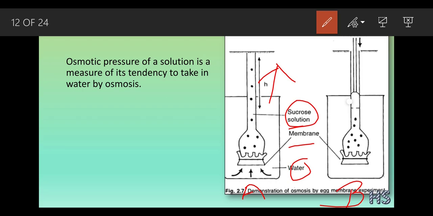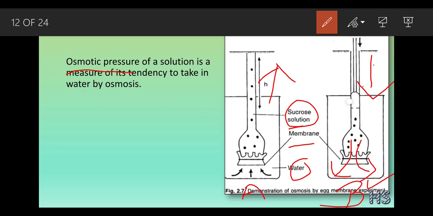But suppose we apply pressure, as we can see in this B part. What is going to happen? The solution level will decrease. Why is it going to decrease? Because the water molecules present inside this thistle funnel are going to move out. This I am showing by the red arrows. So this is the osmotic pressure.